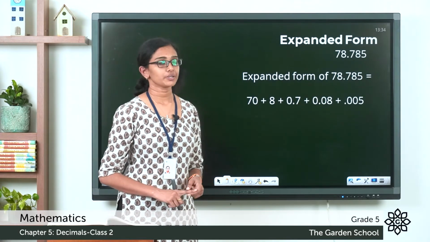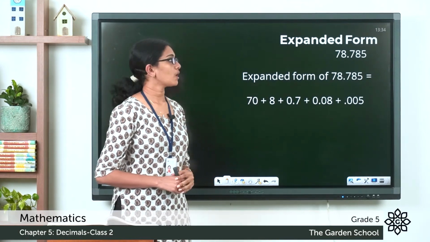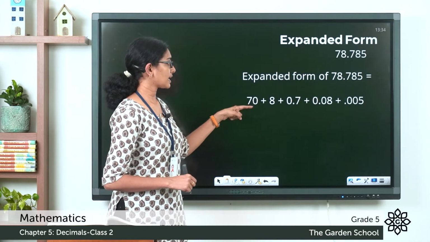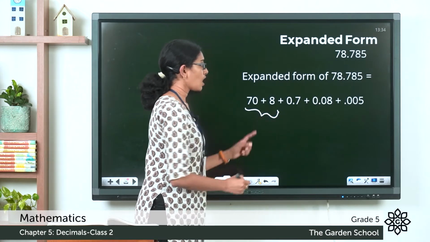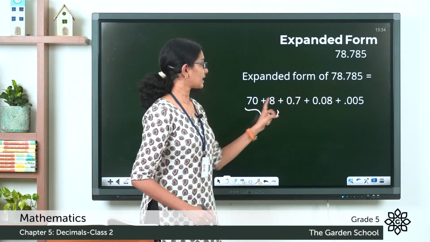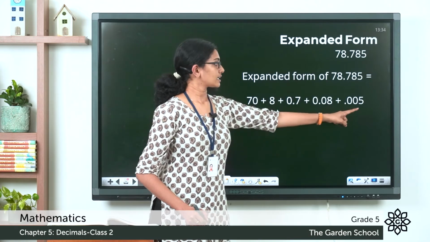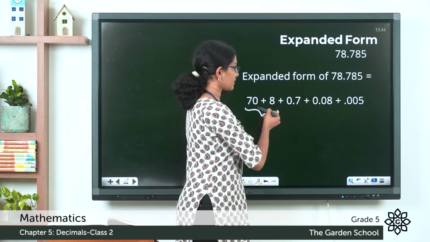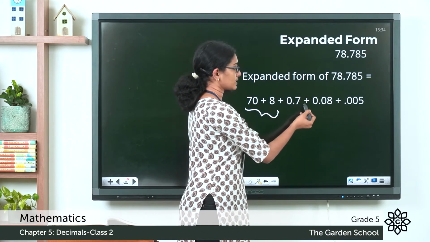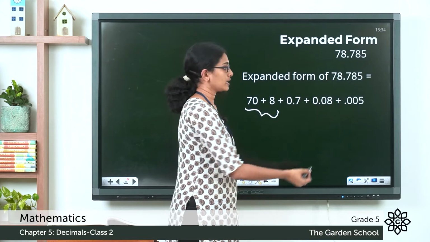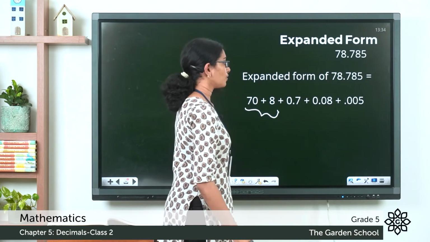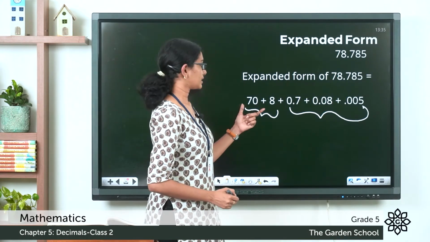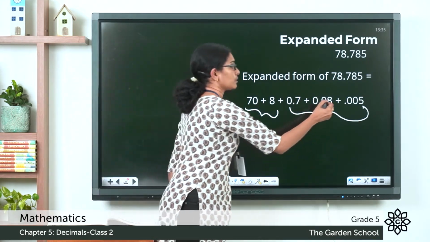Now we have seen the place values of the digits. Now let's write the expanded form. So the expanded form of 78.785 is equal to 70 plus 8, and this represents the whole number part. See, 70 and 8. This is the whole number part, and here we have the place values of the decimal part. So it is 70 plus 8 plus 0.7 plus 0.08 plus 0.005, and this part represents the decimal part, and here it represents the whole number part.